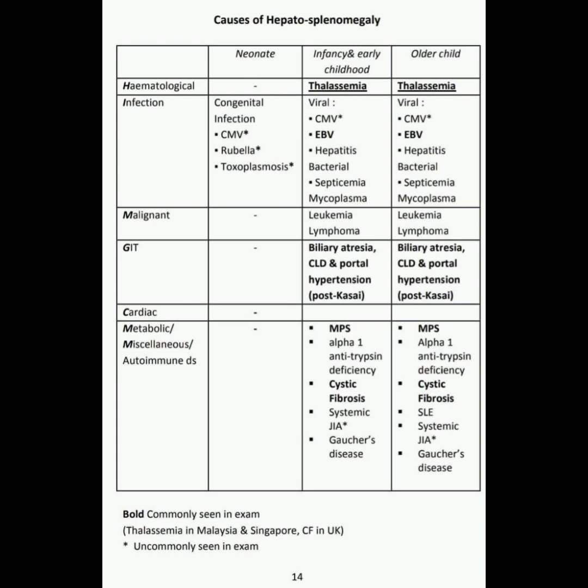So, thalassemia is very important, where we find hepatosplenomegaly, and cystic fibrosis we also find hepatosplenomegaly. This is important. This is all about this video.